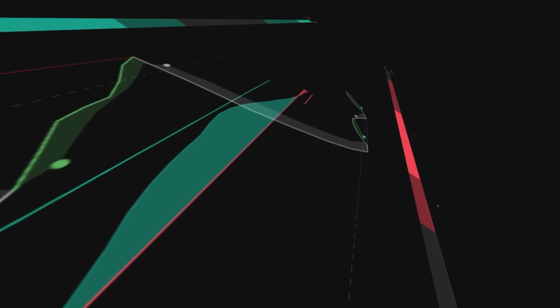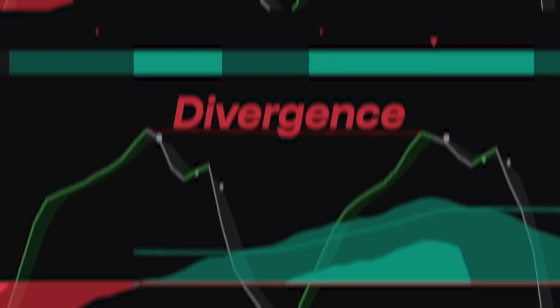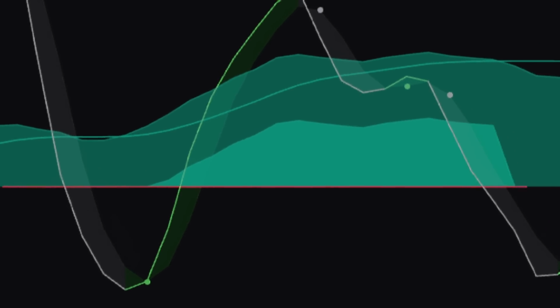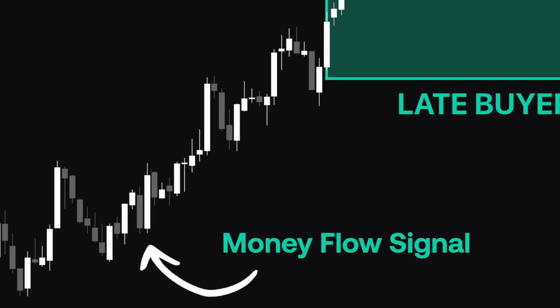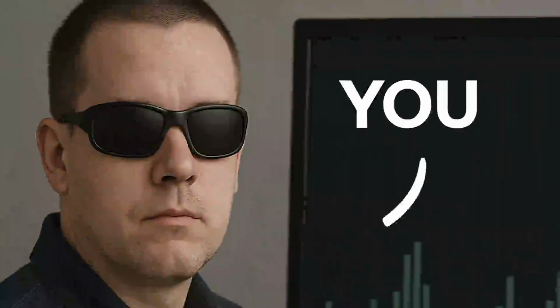Today, we're about to show you an indicator that's so innovative. It doesn't just show volume, it translates it. It spots divergences, tracks surging money flow, and even reveals when the latecomers are piling in, giving you an edge before the crowd even knows what hit them. If you're still analyzing the market without understanding volume, you're trading blind.